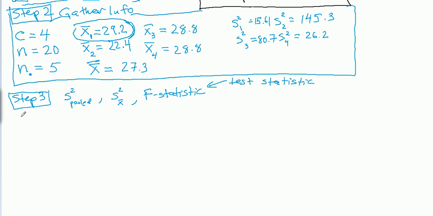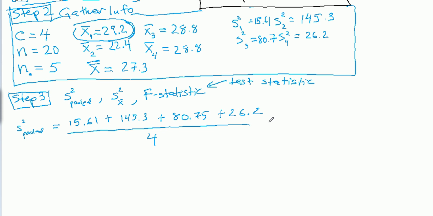So let's get the easiest one first. S squared pooled. That's an S squared with a subscript pooled. All this is an average of the S squared. So basically you're going to pool these into one number. So 15.61 plus, let's go across, 145.3 plus 80.75 plus 26.2. All these came from here. Divided by, well, if I'm averaging them, there are 4 numbers there, so divide by 4.